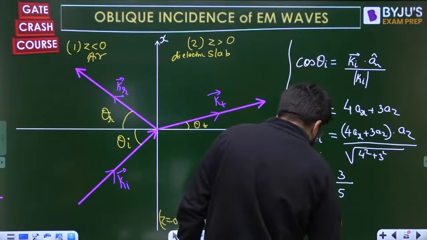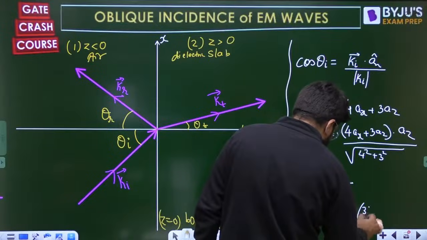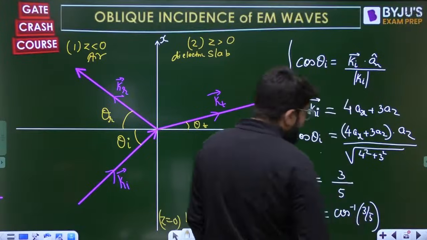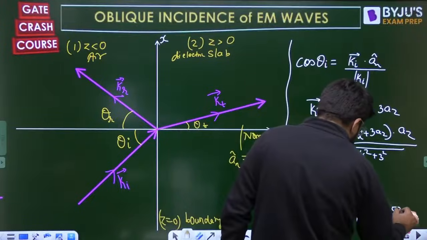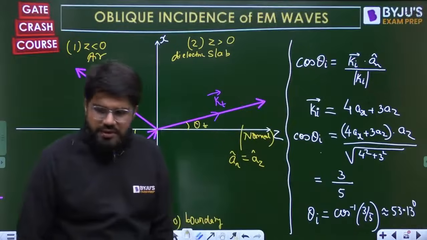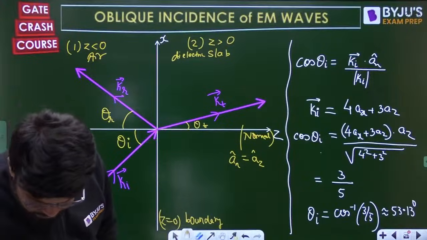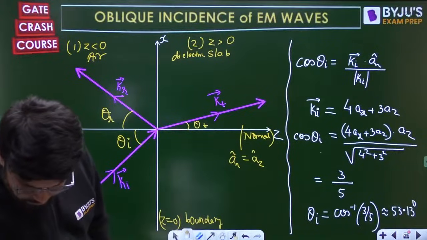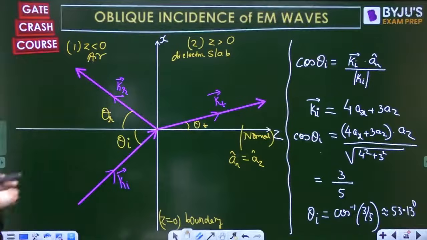So what is going to be the theta I? When you take the cos inverse of that, you are approximately going to get 53.13 degree. Just check once. Approximately you are going to get that, right? Yeah, 53.13 degree. Perfect. This is the 53.13. Okay, let us continue.